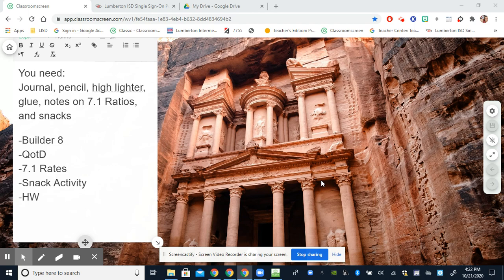All right, so we're going to do Builder 8, then the QOTD, which is the question of the day. We're going to go into our 7.1. This is ratio. Don't know why I decided to do rates. Ratio, because rates is on Friday. We're going to do our snack activity.